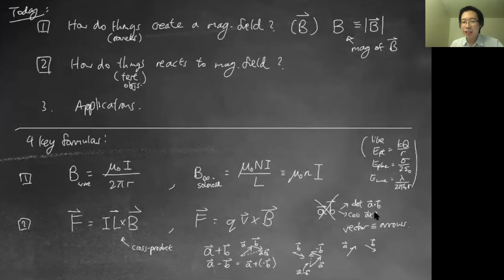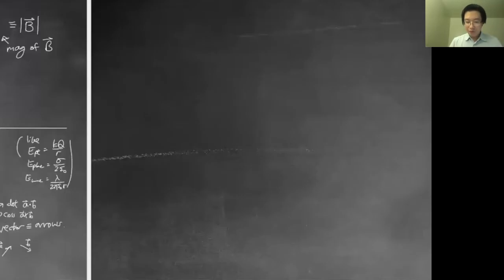Okay? So just a quick warning about this notation: if you write with vectors, you must have either a cross or a dot. And in this case, it has to be a cross product, okay? All right, so let's do the first question.